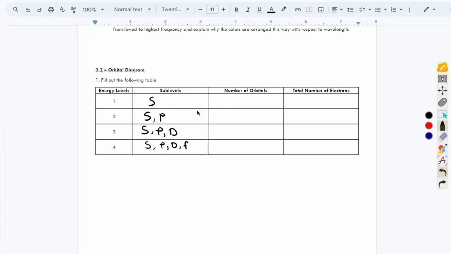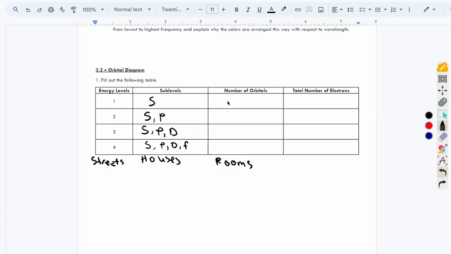And then the number of orbitals. So these are the streets. These are the houses, if you guys want to remember that. Then these must be the rooms. And the total number of electrons.